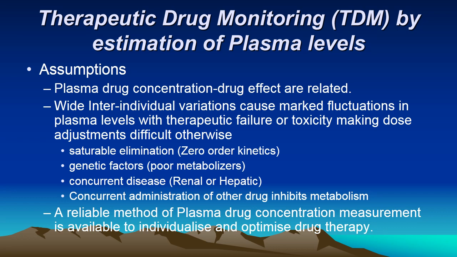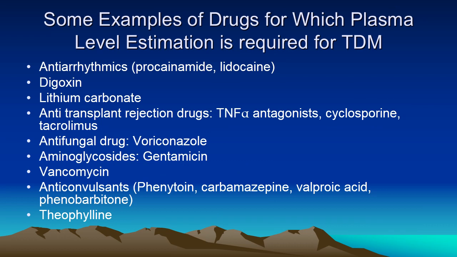Saturable elimination, zero-order kinetics, genetic factors, concurrent disease, and concurrent administration of many drugs that interact, inhibit, or induce enzymes may result in therapeutic toxicity or failure. And for all such drugs, therapeutic plasma level monitoring would be required. It is also assumed that in order to get a reliable plasma level of the drug, a reliable method of estimation should be available, for example, HPLC.